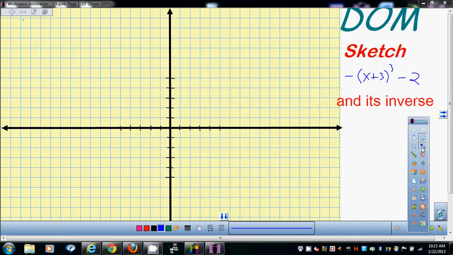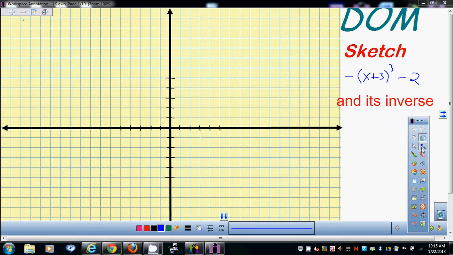Graphing. Where is the breakpoint of this function going to be? It's going to be wherever what's inside the parentheses is equal to 0. So, -3. Now, two ways you can do this. XY chart, and you're golden, as long as you center it at -3. Or, what's the parent function here?